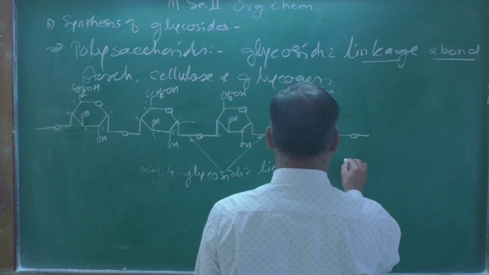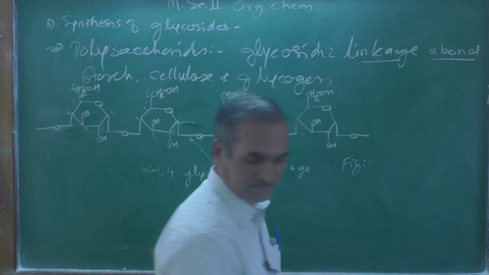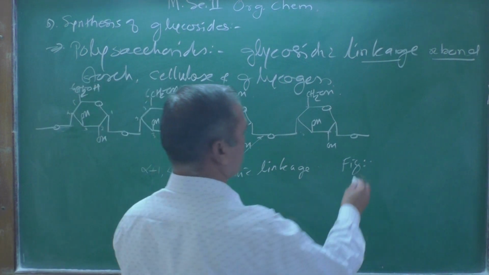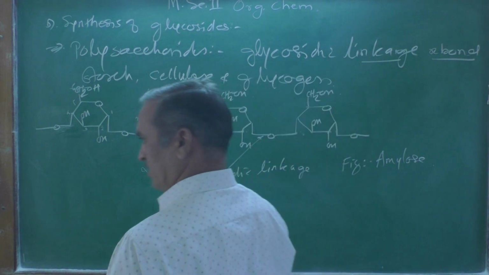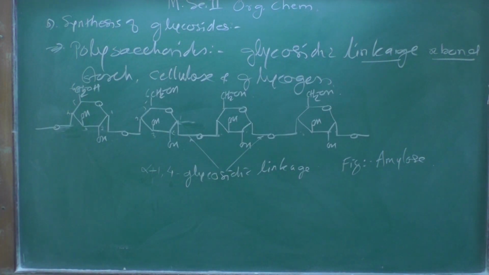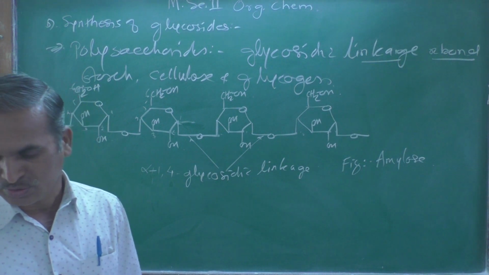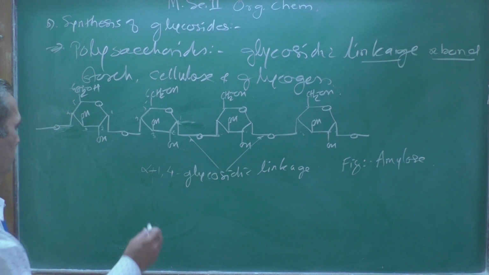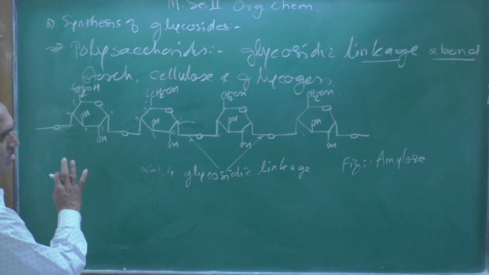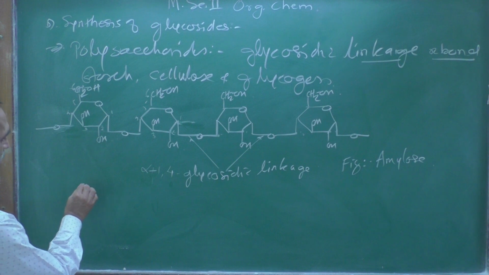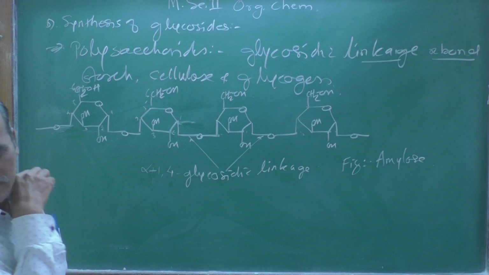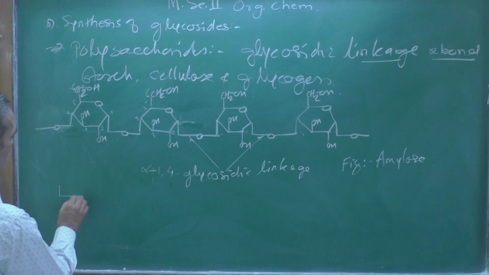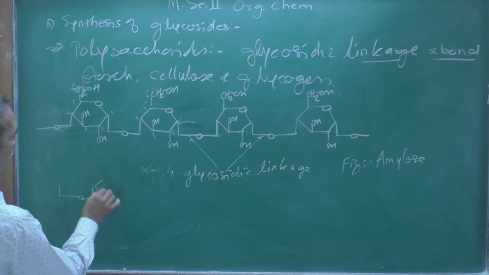This figure indicates that this is the figure of amylose. Amylose is one of the starch components, and the second structure I am going to draw over here. Let us see that structure, it is somewhat like this one. Let me draw that structure once again.